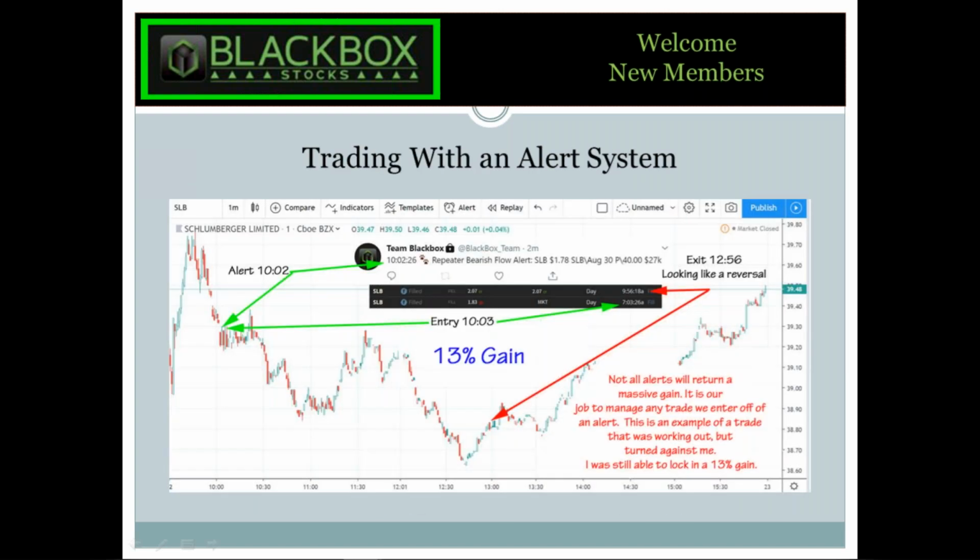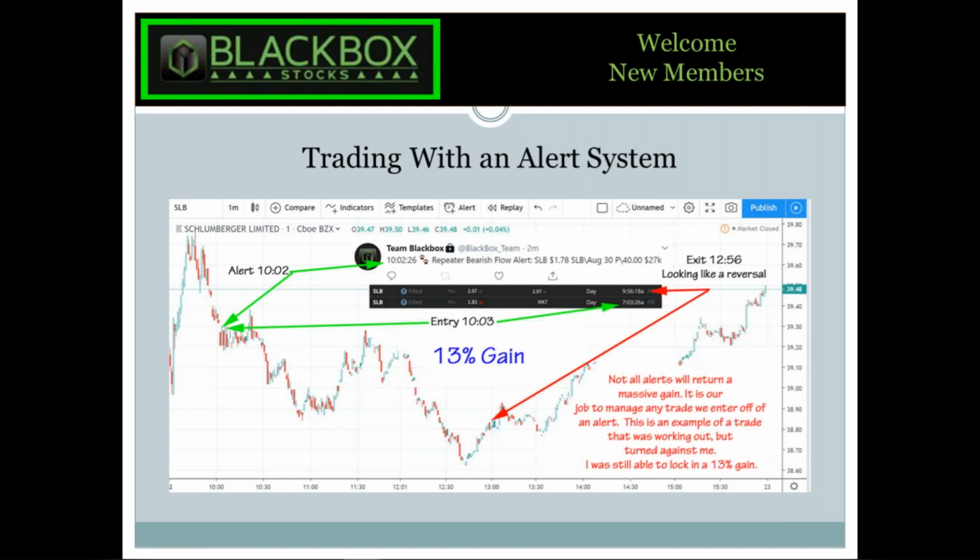Here's how you trade with an alert system. I like this example because it's not a great trade. We have an alert at 10:02. At 10:03, I entered this particular trade. This was a put, so I was making money here. It turned against me. I was making money here. At this point, I was up 27%. It turned against me. I didn't like what was going on with the market conditions, so I closed it for a 13% gain. Now, it was up at 27% at one point. I closed it for 13%.